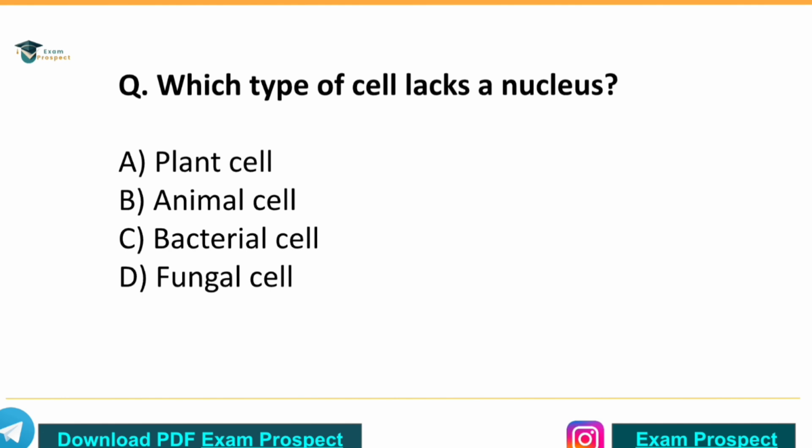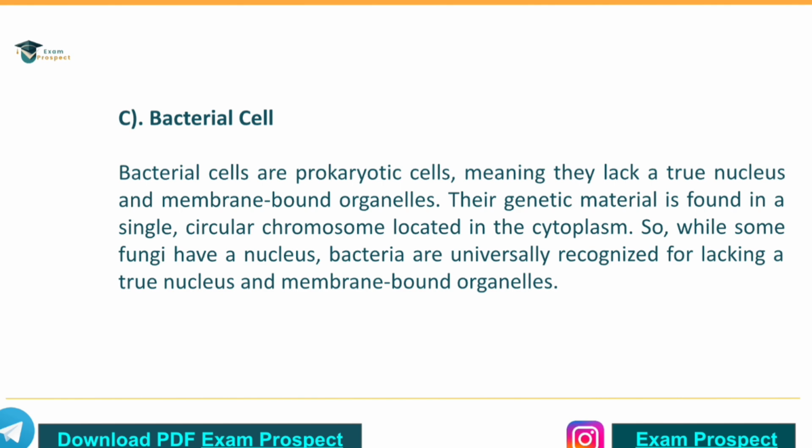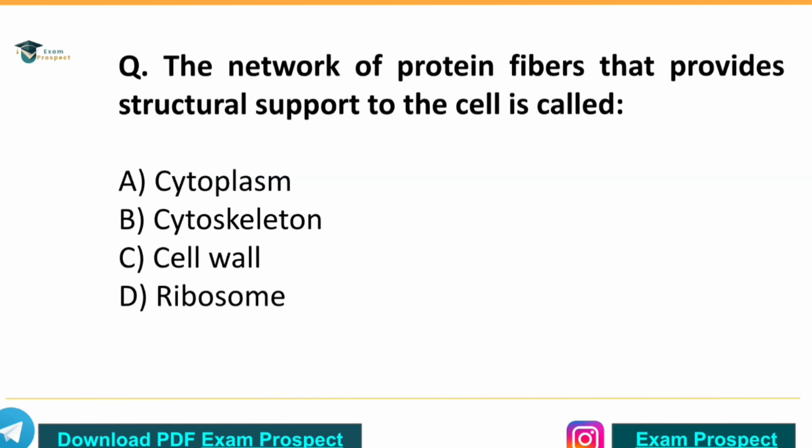Next question, which type of cell lacks a nucleus? Correct answer is option C, bacterial cell. Bacterial cells are prokaryotic cells, meaning they lack a true nucleus and membrane-bound organelles. Their genetic material is found in a single circular chromosome located in the cytoplasm. So, while some fungi have a nucleus, bacteria are universally recognized for lacking a true nucleus and membrane-bound organelles.